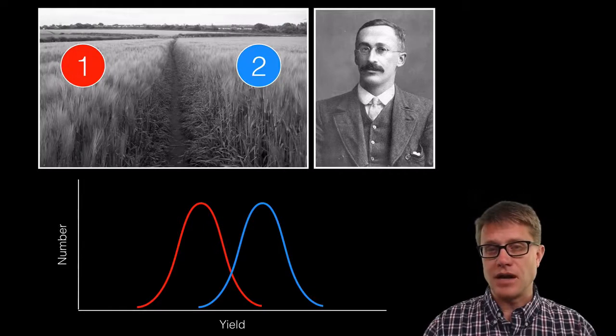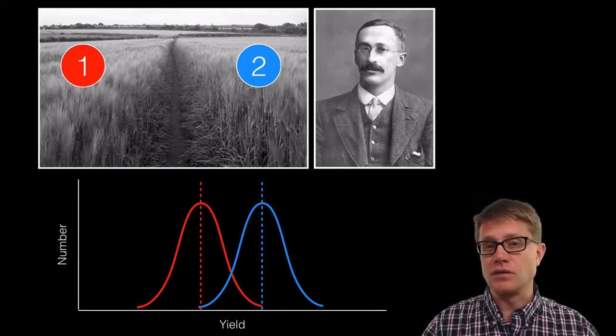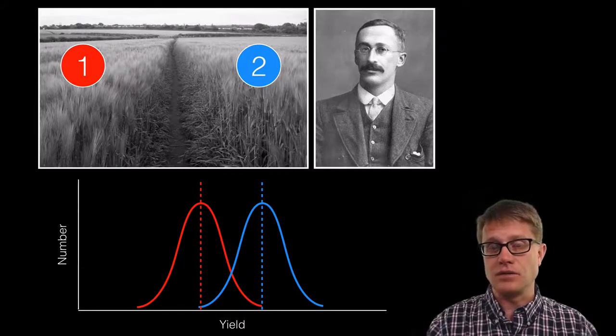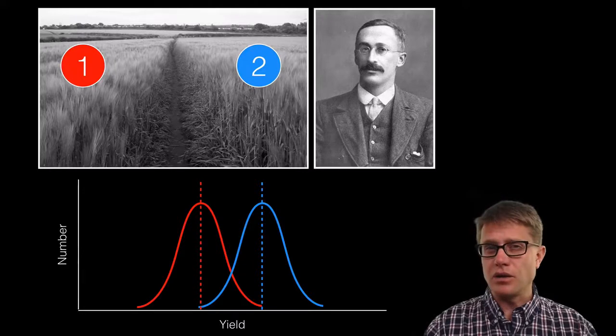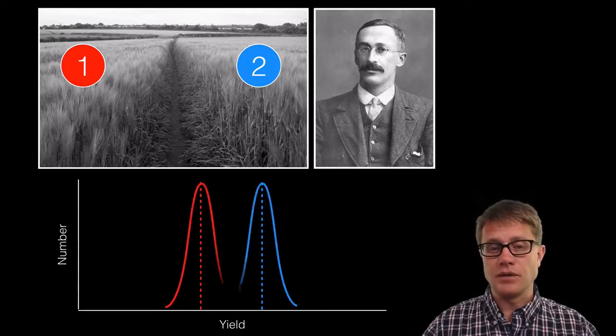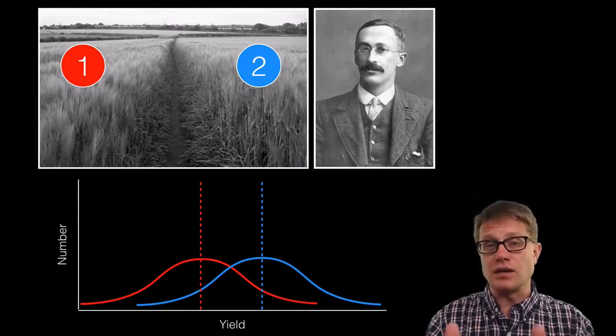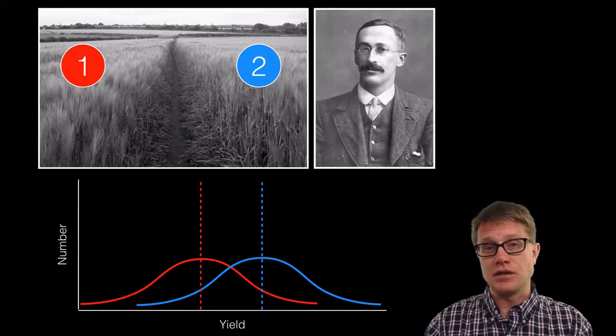Now, which one of these has a higher yield? Well, we could figure out the mean. We could figure out the average of each of those samples, and it looks like the average in field 2 is higher than the average in field 1. But that's only part of the picture. The mean only tells us so much, because we could have different distributions, and depending on that distribution or the variance within that sample, there could be a statistically significant difference between the two or not.